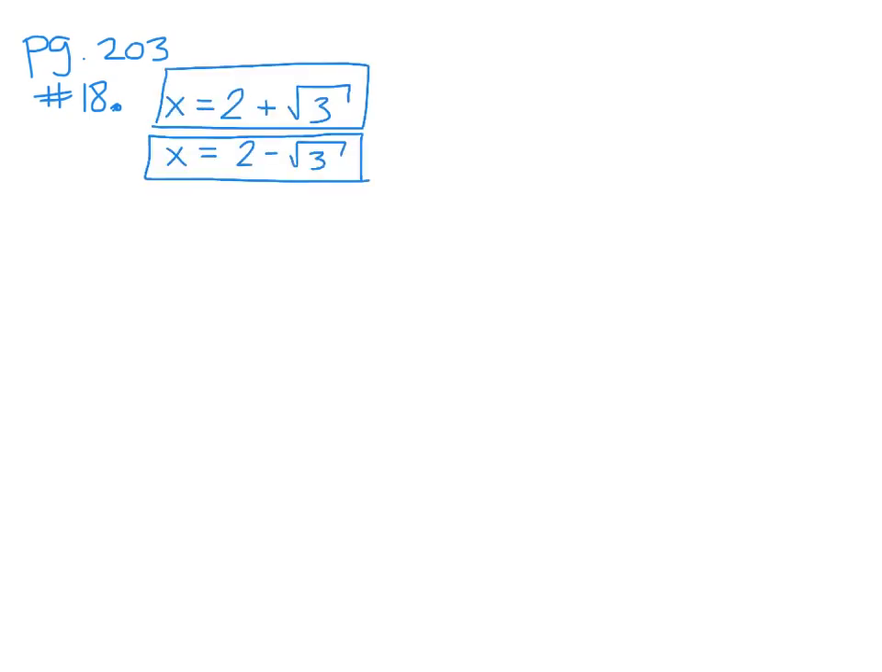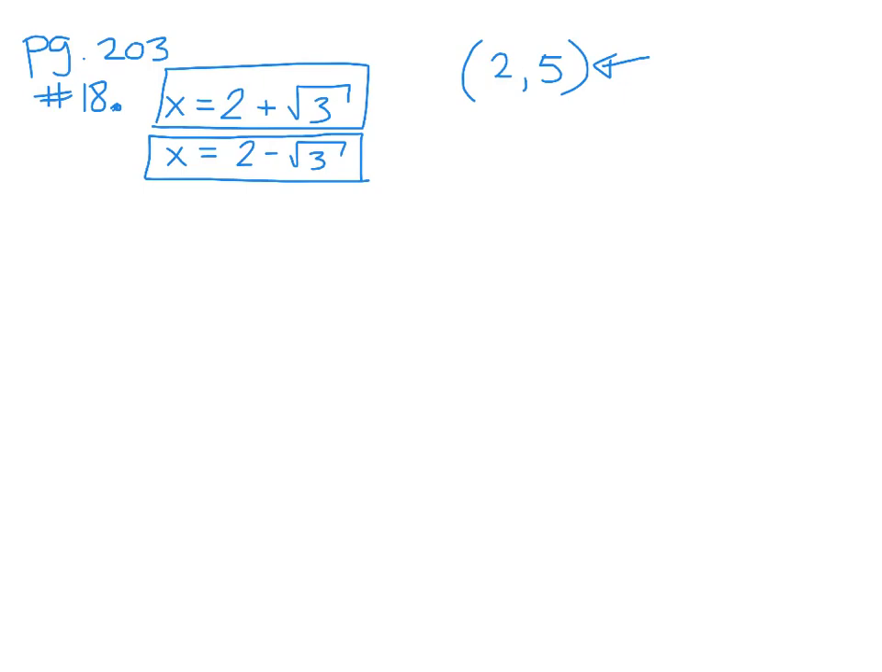Let's now turn back to the review on page 203 and look at number 18, which a lot of you have been asking me about. So it says determine the equation of the parabola when you have roots 2 plus root 3 and another root 2 minus root 3. And it also says that it passes through a specific point of 2, 5. So we know that this point works on the parabola.